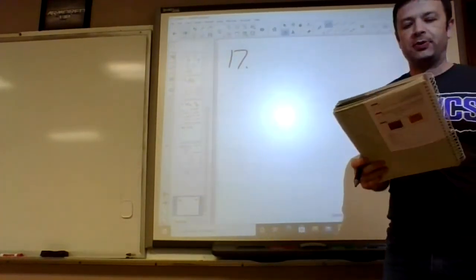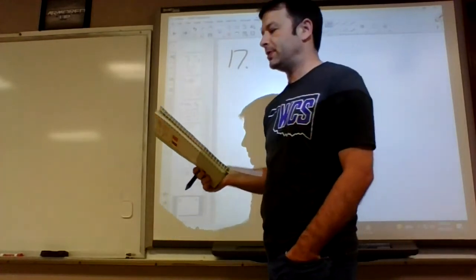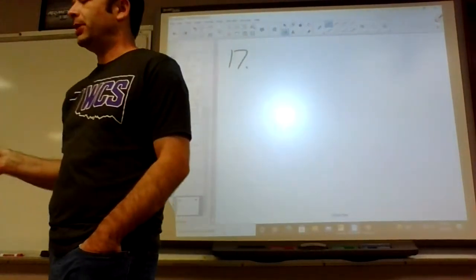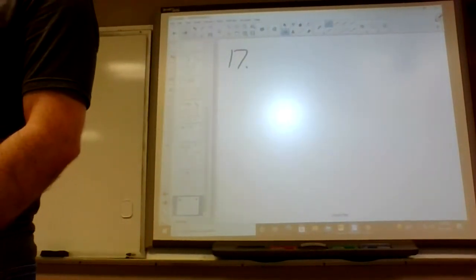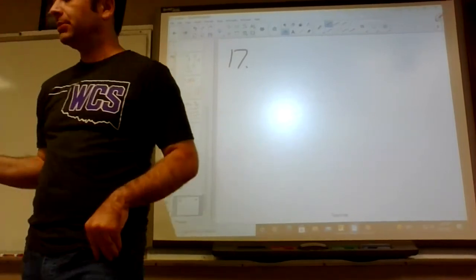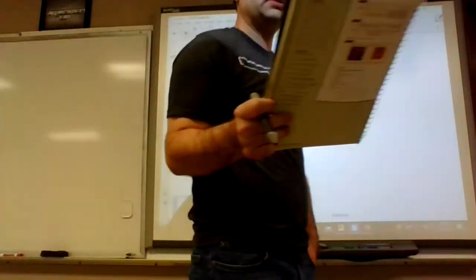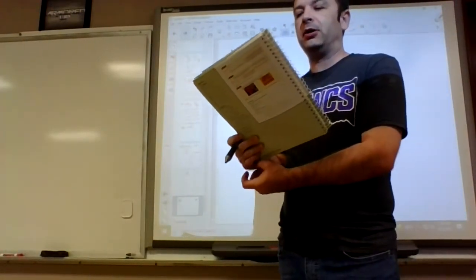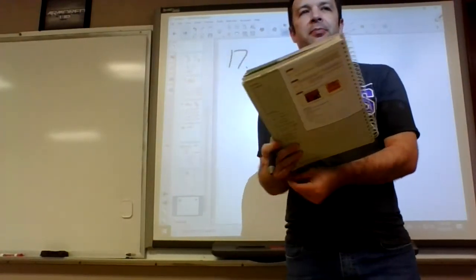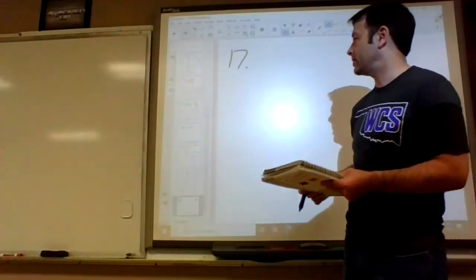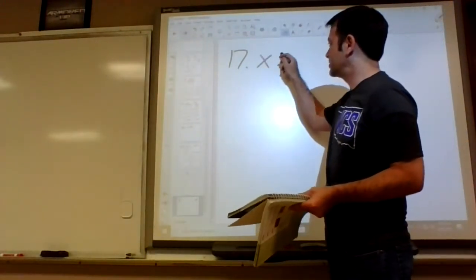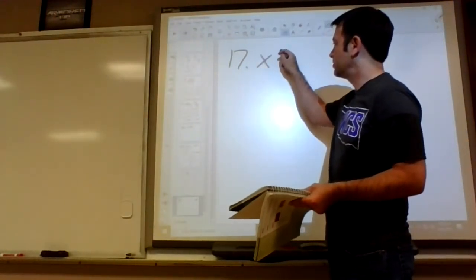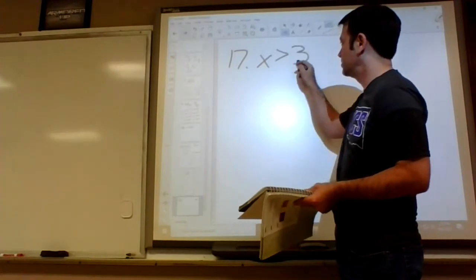17 says write an inequality to describe each of the graphs, then write an equivalent negated inequality, with the not symbol. So 17, what is that a picture of? All the numbers bigger than 3. How would I write that? X is greater than 3.